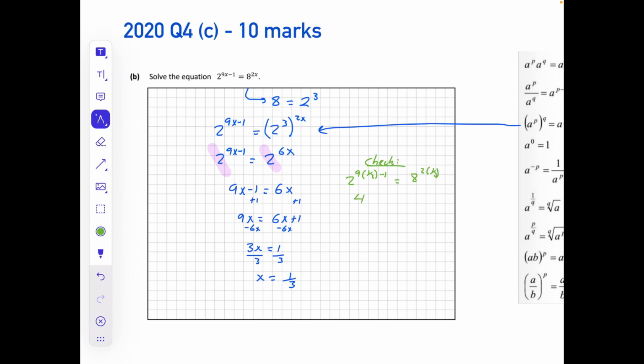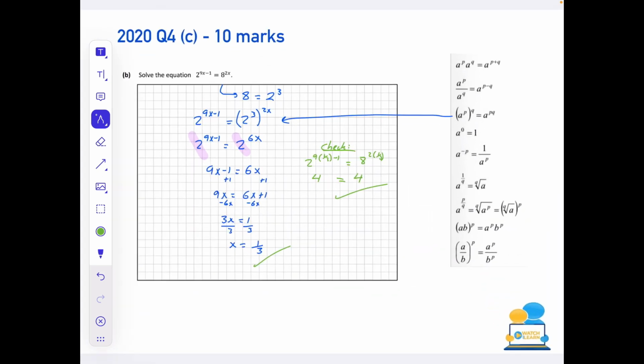That gives me 4. And then same thing at the other side, put in 8 to the power of 2 multiplied by 1/3. That also gives me 4. 4 is equal to 4. That's right. I then know x is equal to 1/3 is the correct answer. Happy days. I know I have my 10 marks there, provided I've shown all my work. I can move on and check another part.